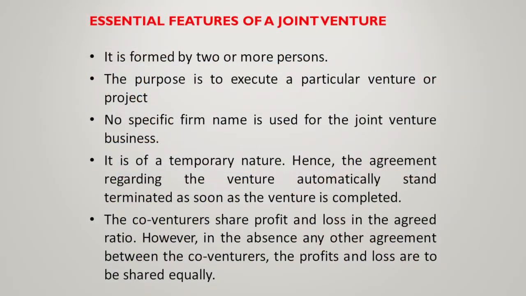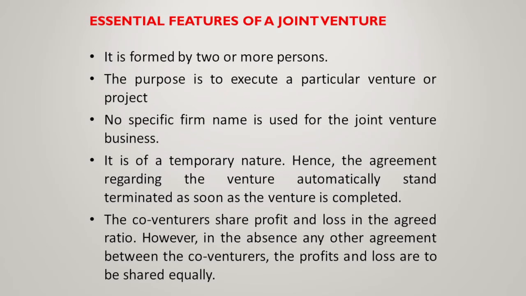Right. Features of joint venture. It is formed by 2 or more persons. If one person is there, then it is called sole trader. 2 people are there, it is called partnership. This partnership is for short term or season. Then for a particular venture, it is called joint venture. The first feature of the joint venture is 2 or more persons. The purpose is to execute a particular venture or project. So the joint venture is for execution of a particular work, venture or project.